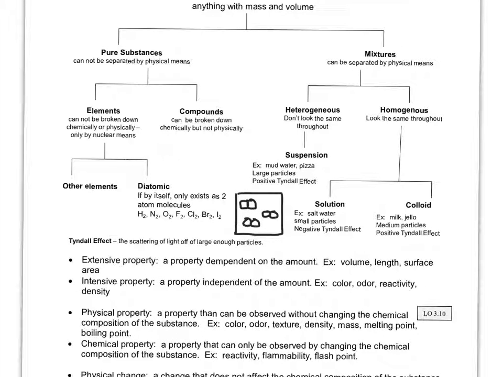And so College Board is really big on particle diagrams now. So this is what a particle diagram of a diatomic element would look like, H2 or O2 or something like that, where you have 2 atoms bonded together chemically.